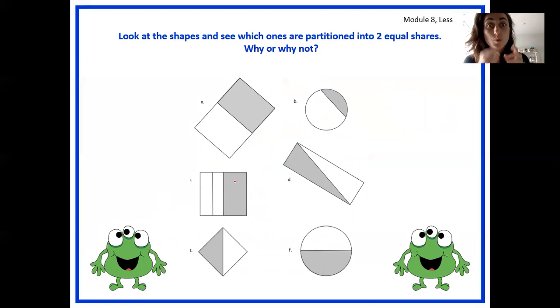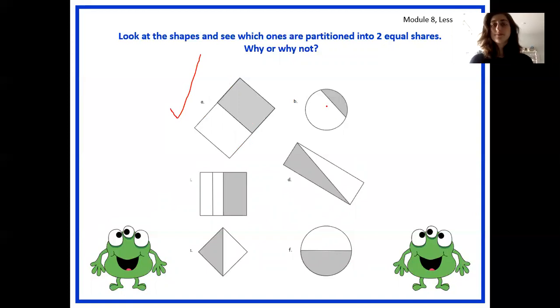So now if we look at all these shapes that I have up here, we are able to identify, now that we know this, which ones are partitioned into two equal shares and which ones are not. Because some of them might be broken up into pieces, but they're not equal shares. They're not the same amount on each side, right? So are we going to give A a check or an X? We're going to give it a check because both sides are the same, right? They're the same size, they're the same shape. They are partitioned into two equal shares.